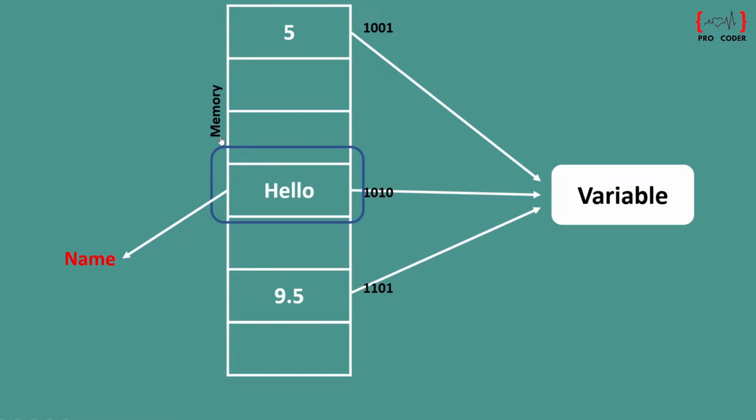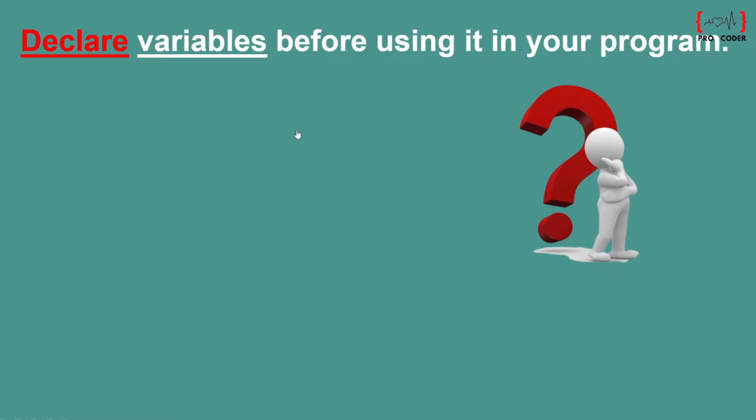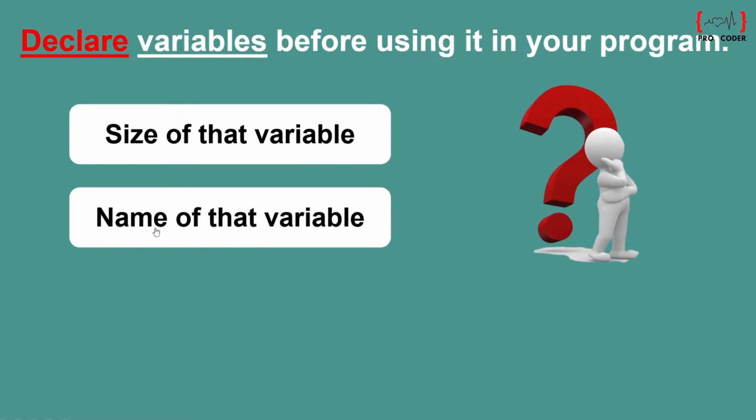But there is one more thing that we need to be sure about. You must declare a variable before using it in your program. Now, declaring a variable means what? Declaration simply means announcing the properties of the variable to the compiler. Here, the properties are what will be the size of that variable and what will be the name of that variable. Don't worry, it is not a very difficult job to do. You will see in a moment how easy it is to declare a variable.